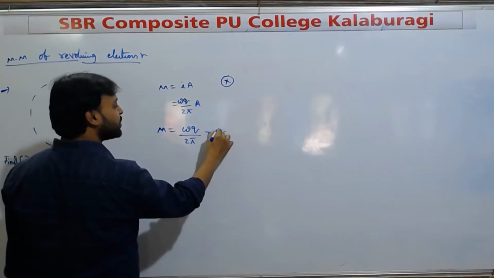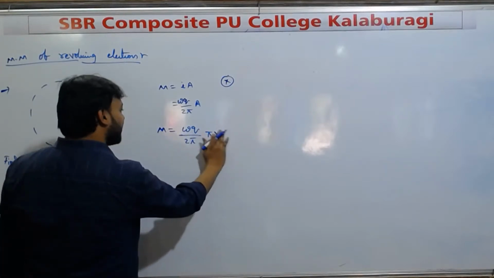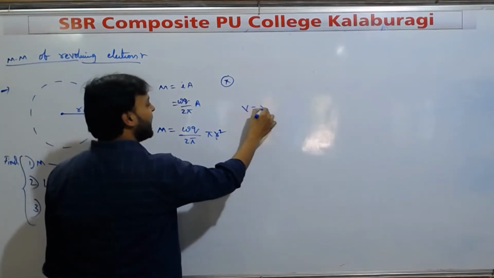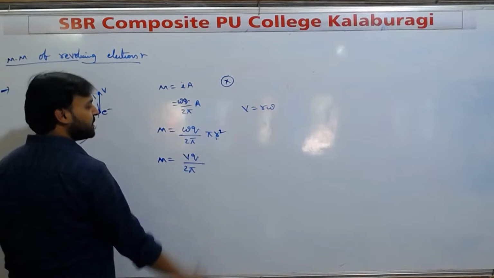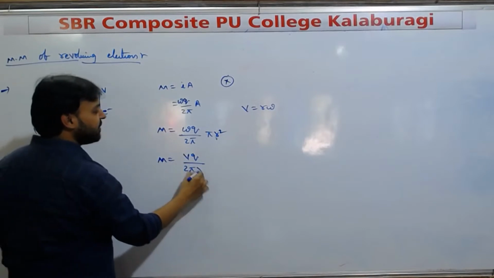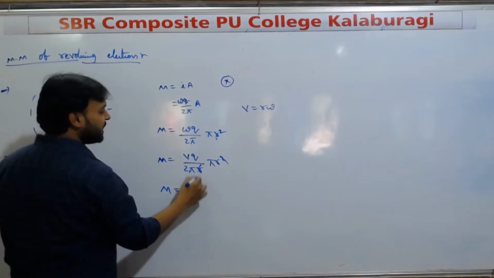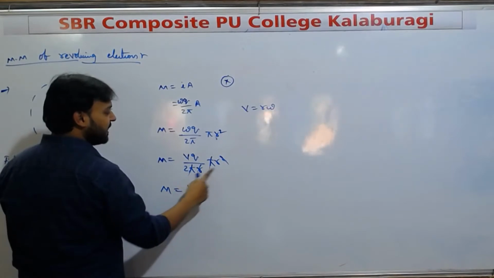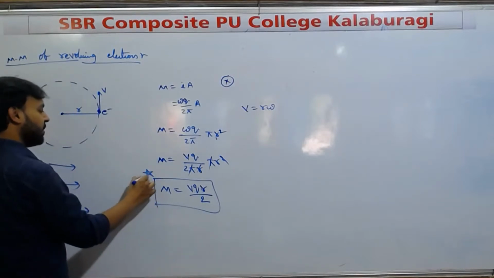I have written small r square, one r should be there. I have written it in terms of omega. In terms of v equals r omega, omega is v by r. So it will be vq by 2 pi. Instead of omega I can write v by r, so v divided by r into pi r square. One r is cancelled and one pi is cancelled. So vqr divided by 2. So the magnetic moment. This is also correct.